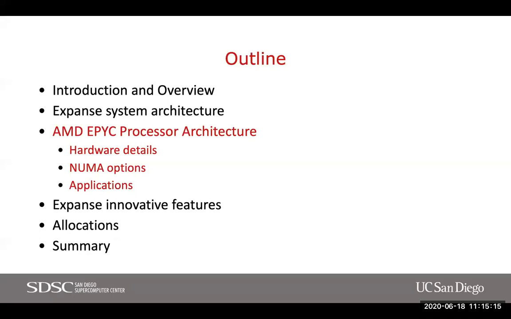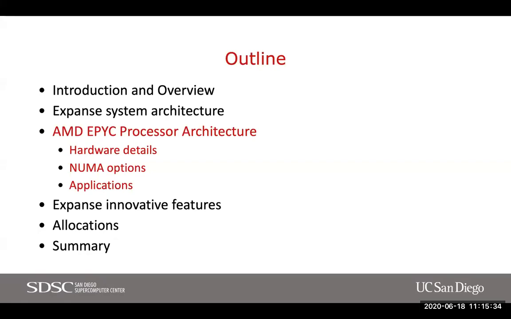We will have a mix just like Comet. So we would have some nodes which will allow shared, and then some nodes that will be exclusive, and we can have an overlap between those two partitions. I think that's what we've done on Comet, and we would have the same thing on Expanse.